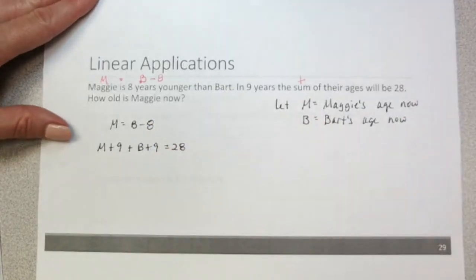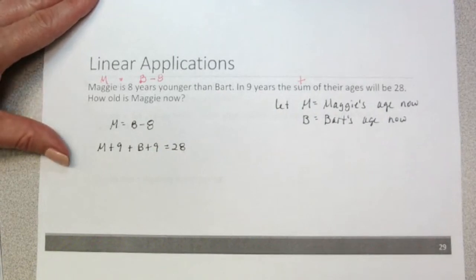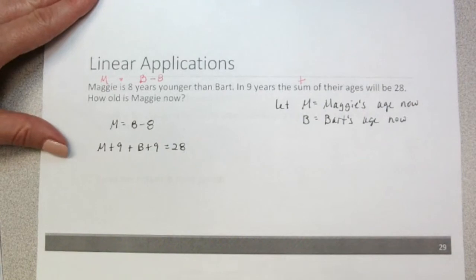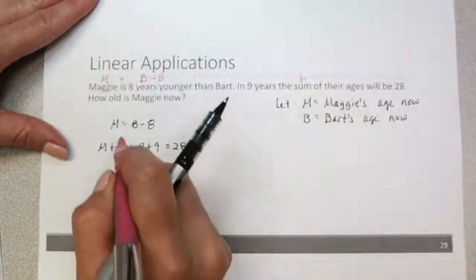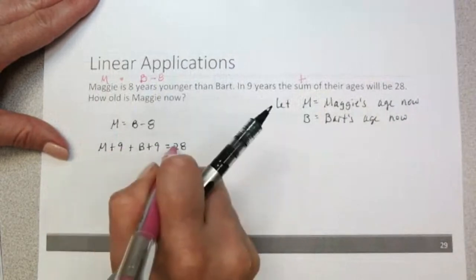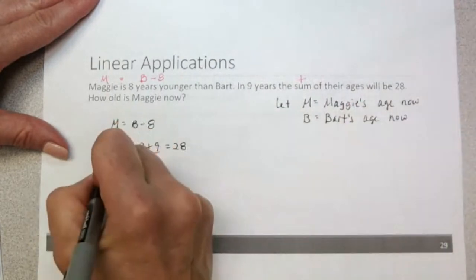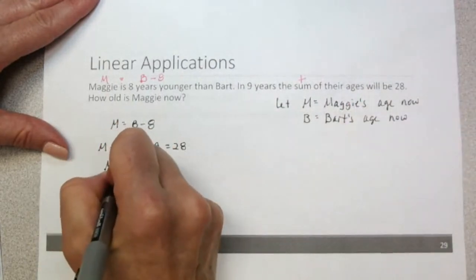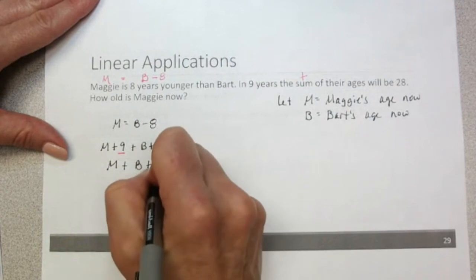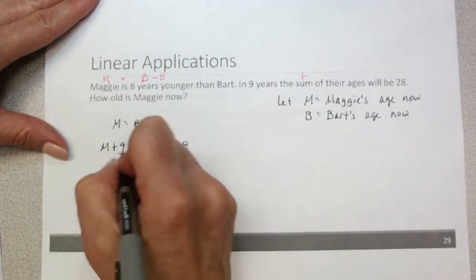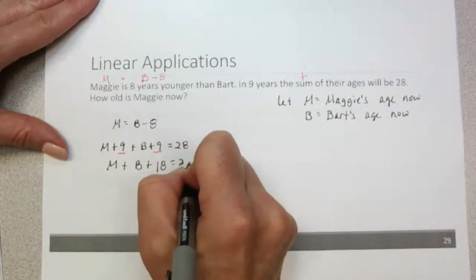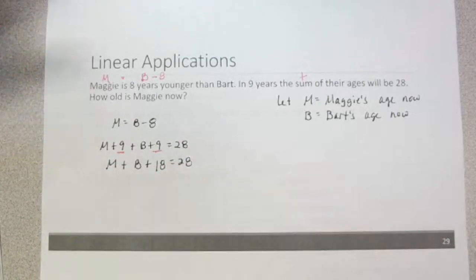All right, so we've done some interpretation there. We've interpreted what we're told into algebra sentences or equations. Now, how can we go about solving this? Well, one thing I can notice right away is that I can simplify my second equation a little bit. Look at this. I got a 9 and I got a 9. I could simplify this to M plus B plus 18. I can combine those like terms, those constants. That equals 28.